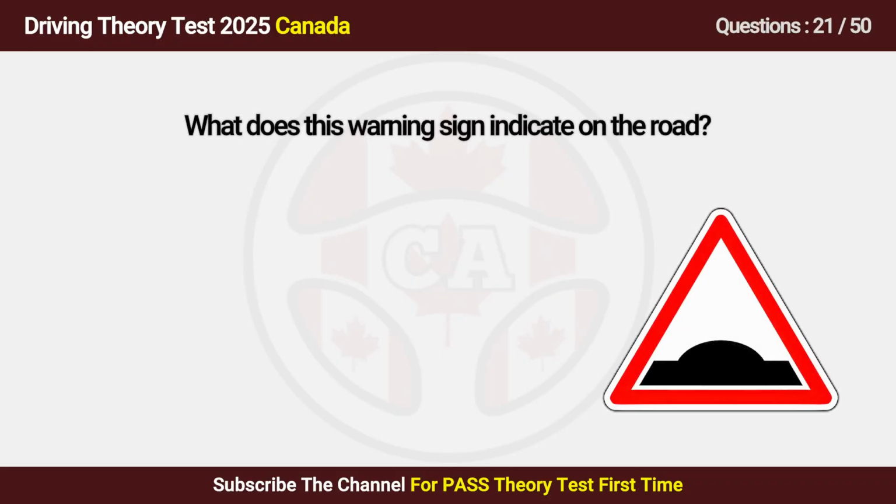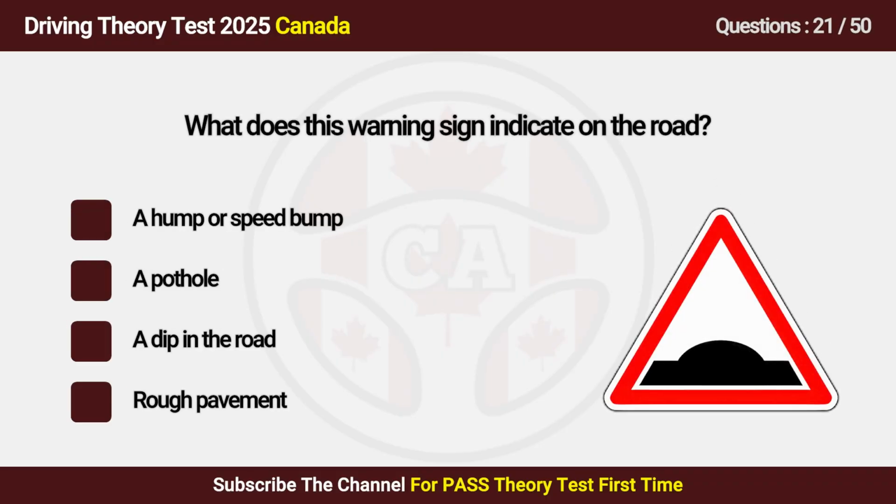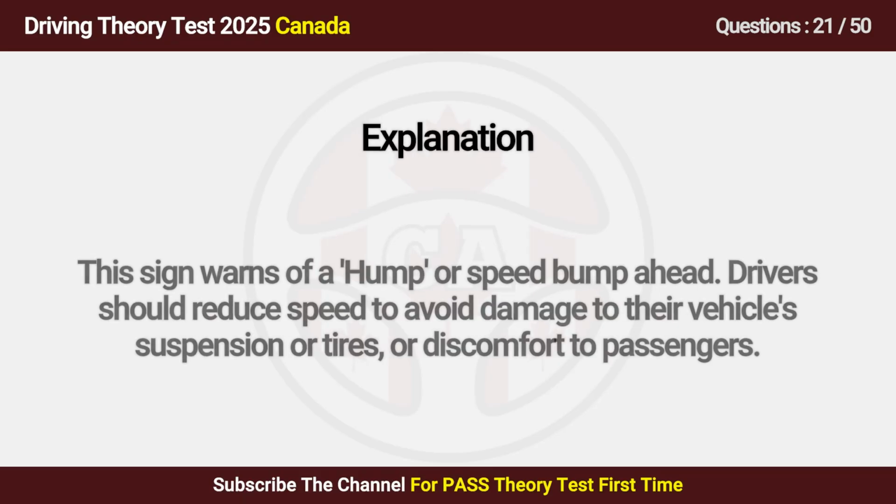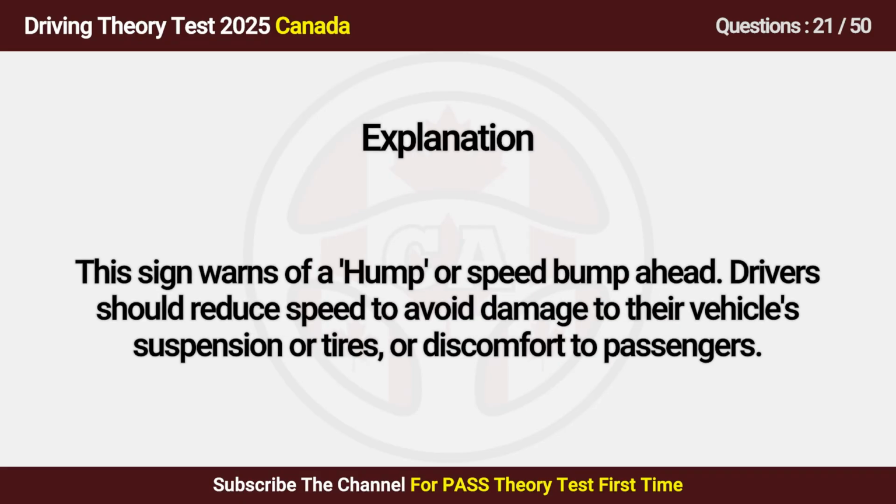Question 21. What does this warning sign indicate on the road? A. A hump or speed bump. B. A pothole. C. A dip in the road. D. Rough pavement. Answer is A. A hump or speed bump. This sign warns of a hump or speed bump ahead. Drivers should reduce speed to avoid damage to their vehicle's suspension or tires, or discomfort to passengers.